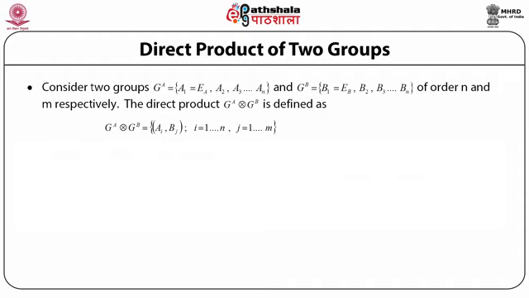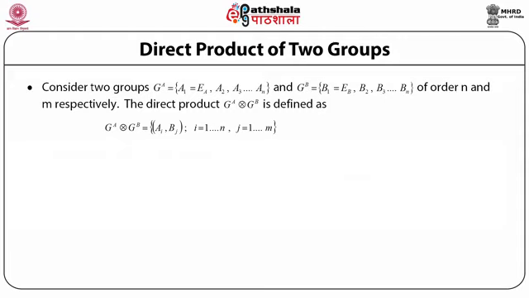The group GA consists of elements A1, A2, A3, ..., An, where A1 is equal to EA, and the group GB consists of elements B1, B2, ..., Bm, where B1 is equal to the identity element EB. The groups are of order n and m respectively. That is, the group GA has n elements, whereas the group GB has m elements.